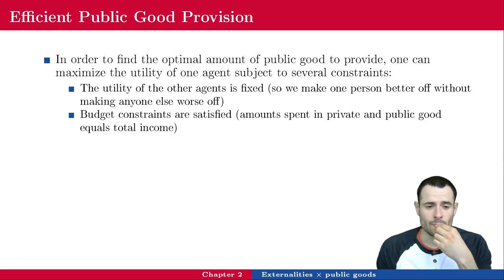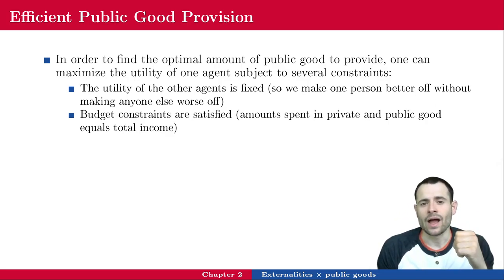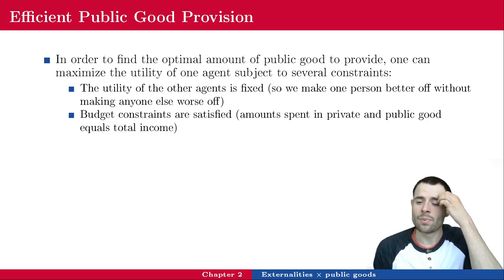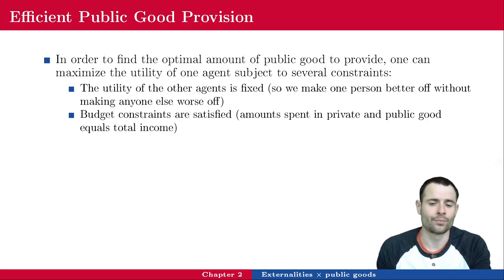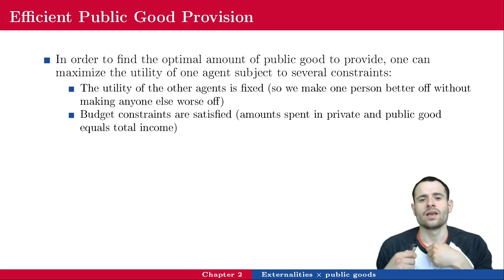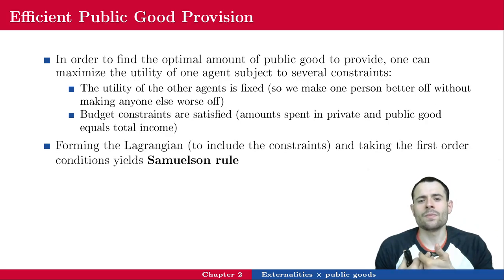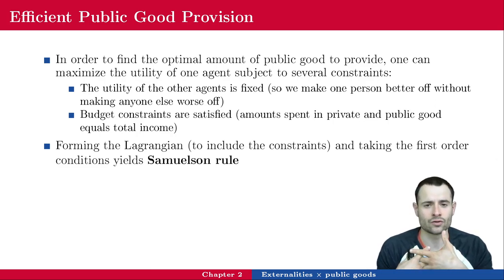But you have to remember that budget constraints have to be satisfied. That's the case where consumers are the ones contributing to the public good. They are contributing a certain amount, and then given the amount which is gathered, you obtain an overall public good provision. Now, I won't show you the math here because it's not really important, but I'm going to show you the formula you're going to have to know and use.